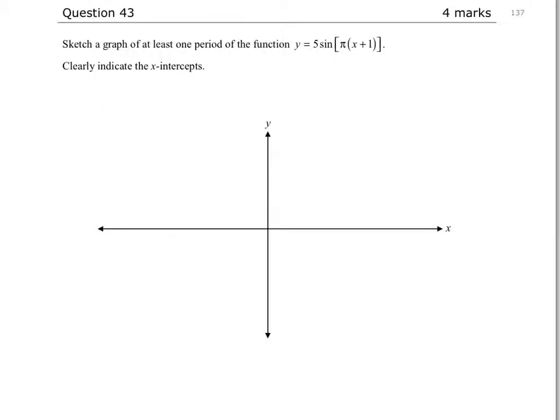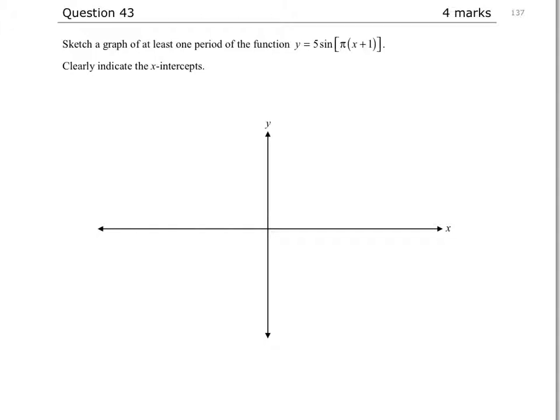Question 43. Sketch the graph of at least one period of the function y equals 5 sine of pi times (x plus 1). So this is a graph of a sinusoidal function, and the first thing we'll look at are the different constants and what they mean.